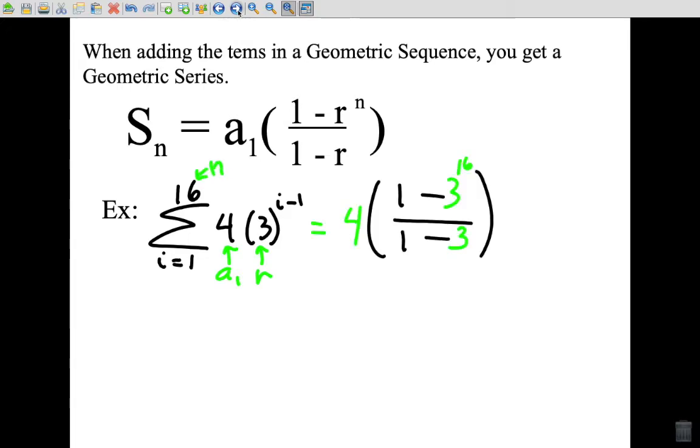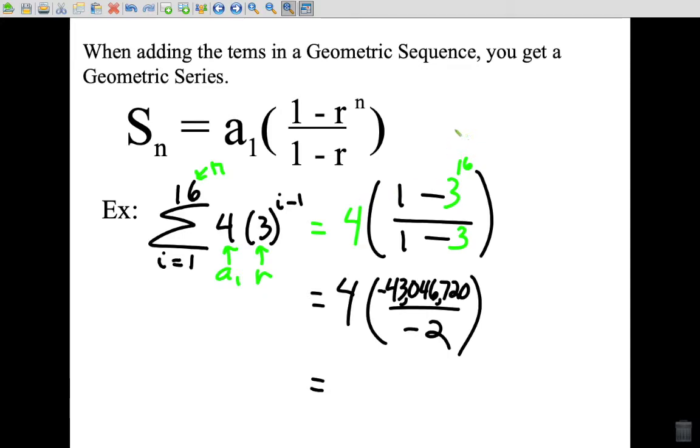So let's start our substitution. First term, a sub 1 is 4. 1 minus my common ratio of 3 raised to the 16th power is the numerator, and the denominator is 1 minus r, which is 3. So now we'll carefully simplify. In my calculator, I could not have done this one in my head, 3 to the 16th power, I would have calculated that, and then subtracted that number from 1. So 3 to the 16th is 43,046,721.